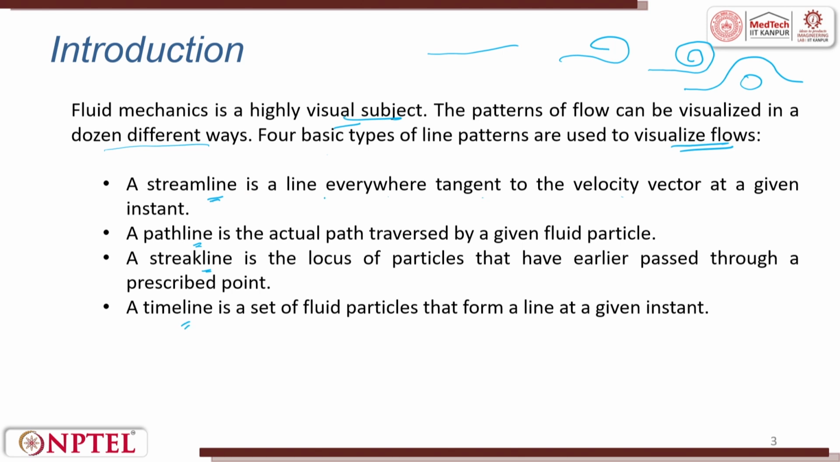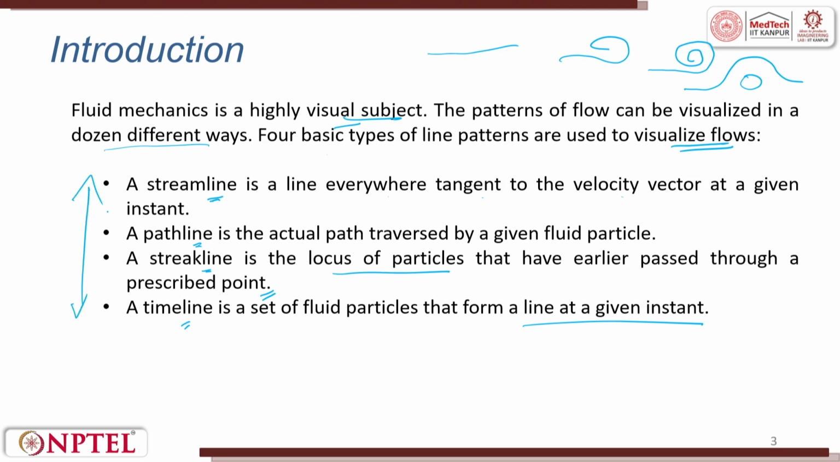A streamline is a line whose tangent is the velocity vector at any given instant. The path line is the actual path traversed by a given fluid particle. Streak line is the locus of particles that have earlier passed through a prescribed point. And timeline is a set of fluid particles forming a line at any given instant. So, these definitions are very important.